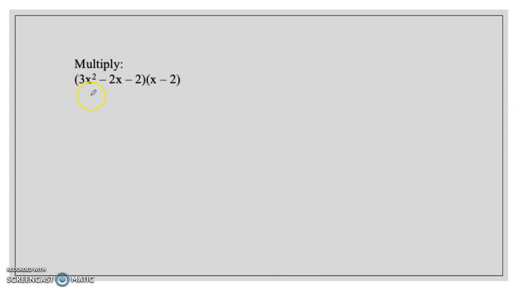Here's another polynomial. You can take each term in this first trinomial and multiply it times the second, or you can switch them around and do the second, x minus 2, times the first, 3x squared minus 2x minus 2. All that does is give you 2 things to multiply instead of these 3 things to multiply.